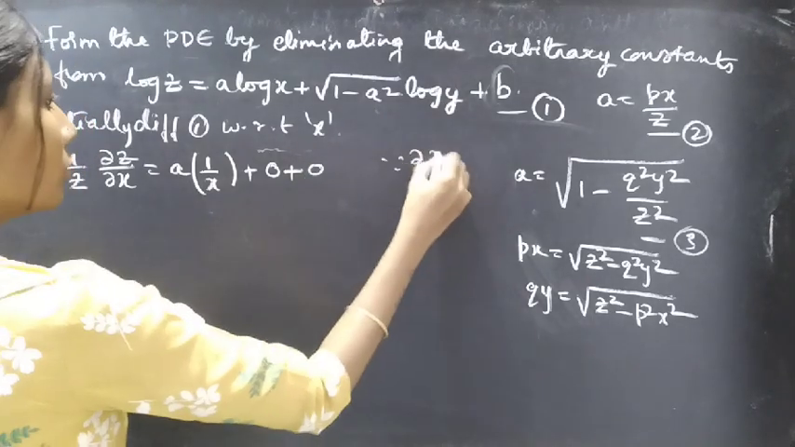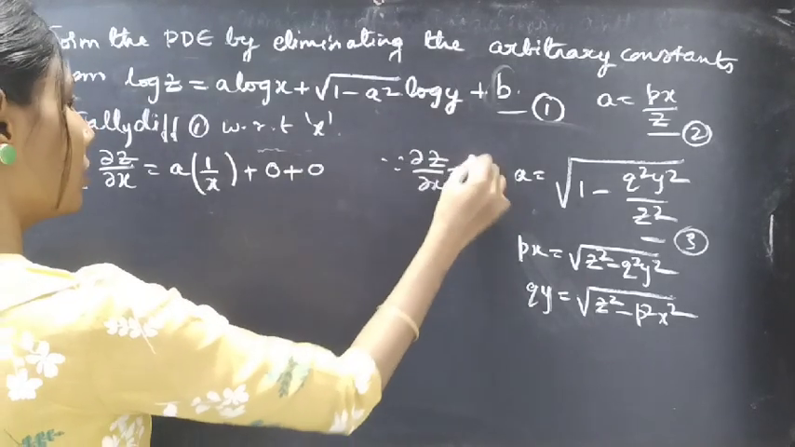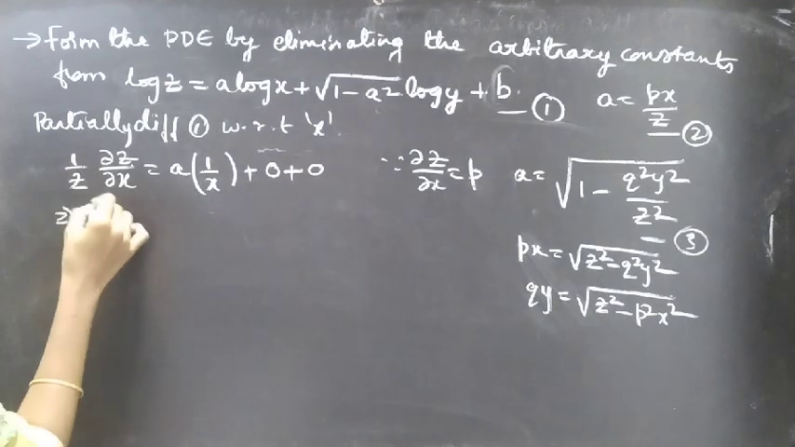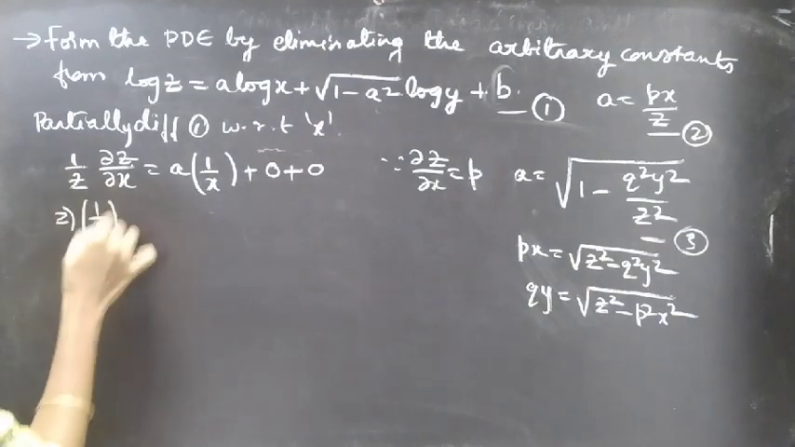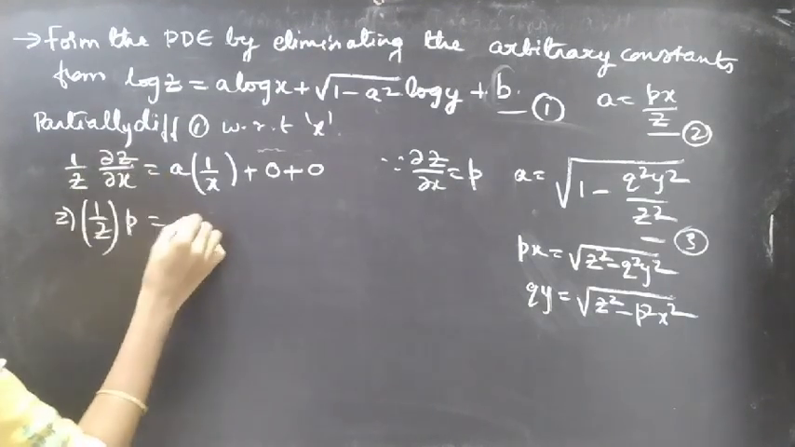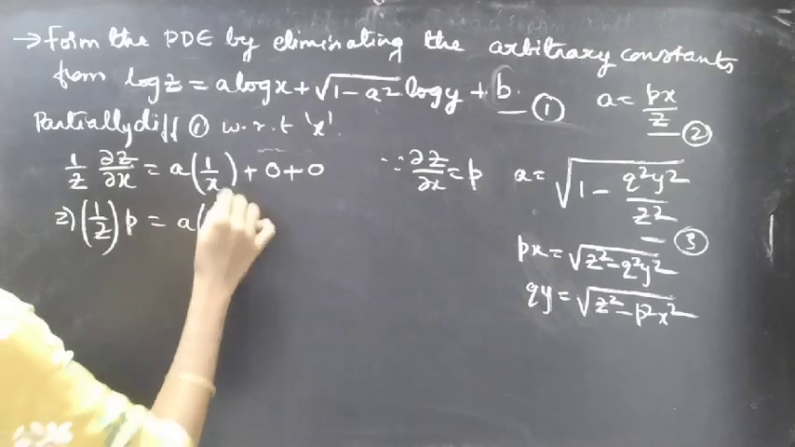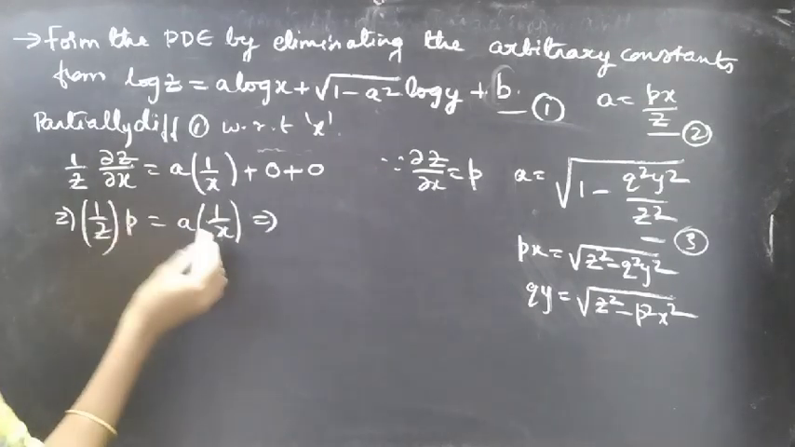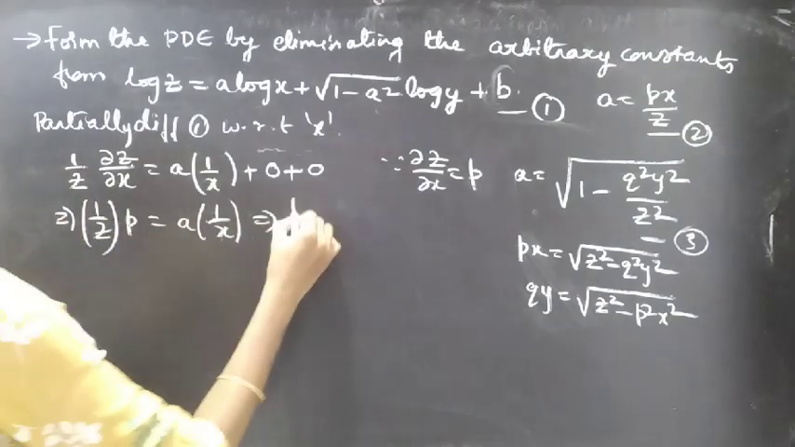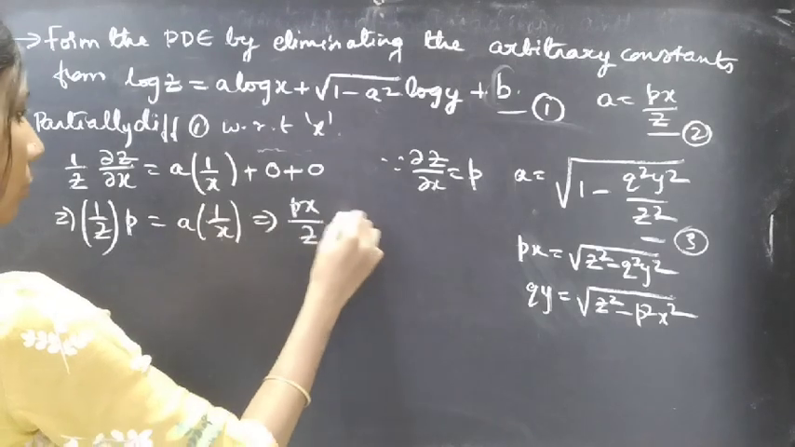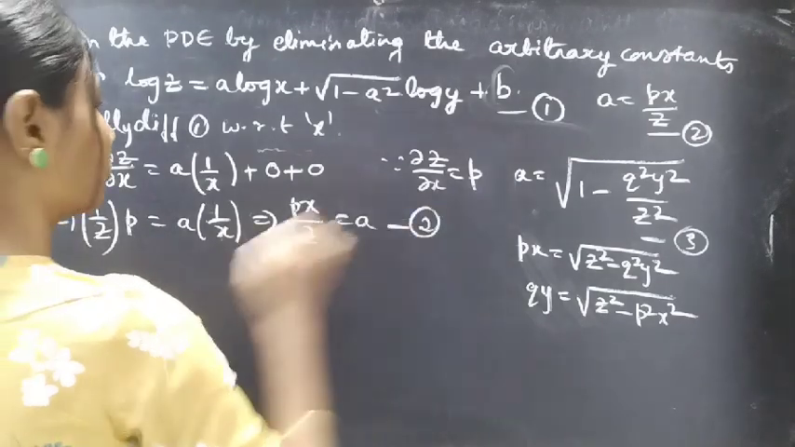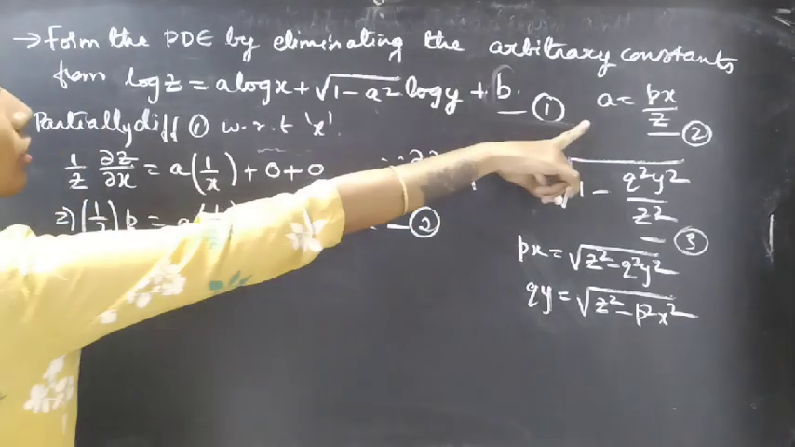Since dou z by dou x equal to p, just replace it by p, and you'll get 1 by z into p equal to a into 1 by x. Now bring this x to LHS, and you'll get px by z equal to a. Consider this as equation 2, right?